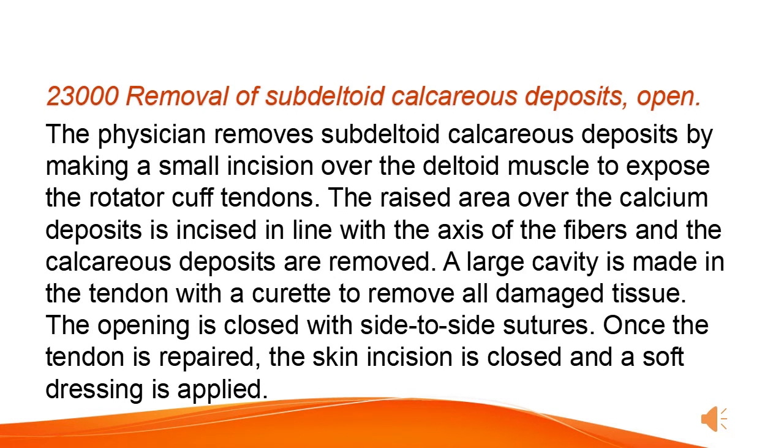Removal of subdeltoid calcareous deposits, open. The physician removes subdeltoid calcareous deposits by making a small incision over the deltoid muscle to expose the rotator cuff tendons. The raised area over the calcium deposits is incised in line with the axis of the fibers and the calcareous deposits are removed. A large cavity is made in the tendon with a curette to remove all damaged tissue. The opening is closed with side-to-side sutures. Once the tendon is repaired, the skin incision is closed and a soft dressing is applied.